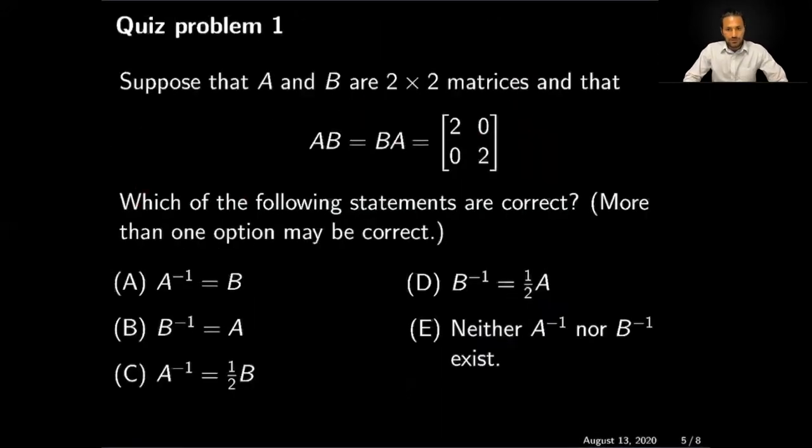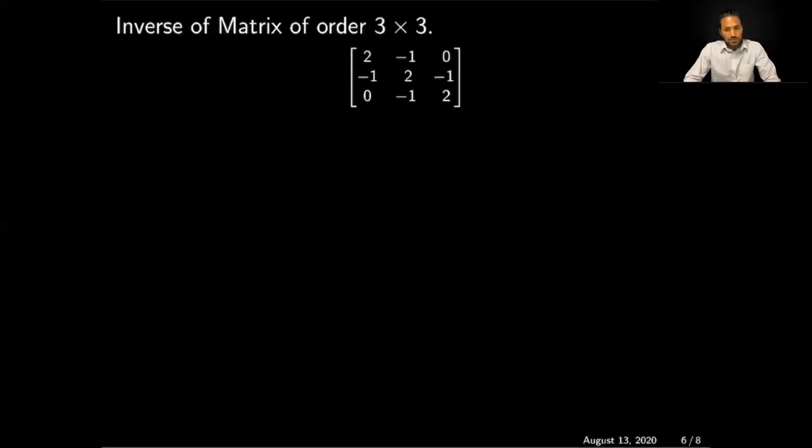Here is your first quiz problem. Please pause the video for 1 to 2 minutes and work on this problem. Next, we will calculate the inverse of a 3 by 3 matrix using Gauss-Jordan elimination. The process is the same, it's just that we have a higher order matrix.